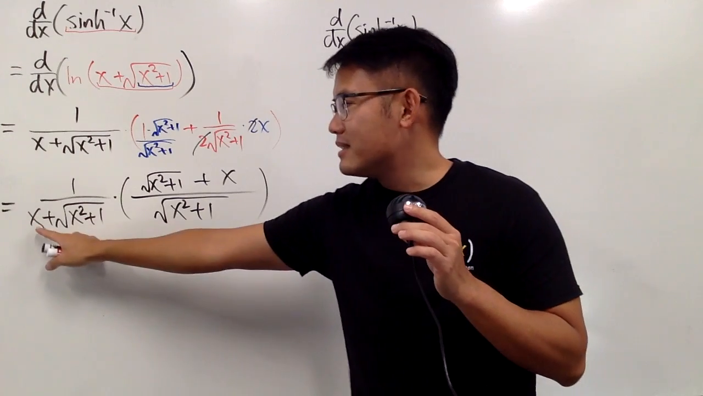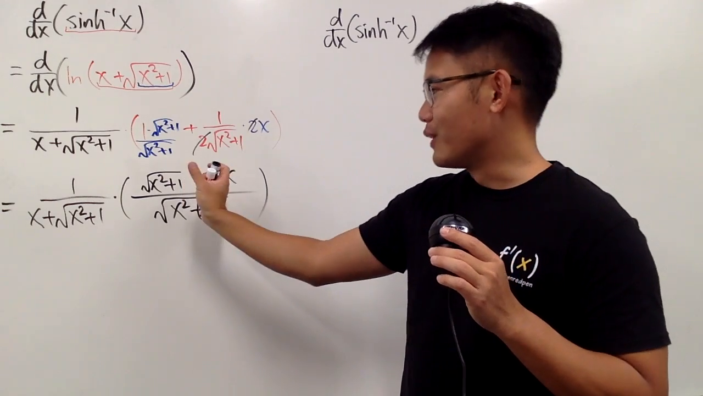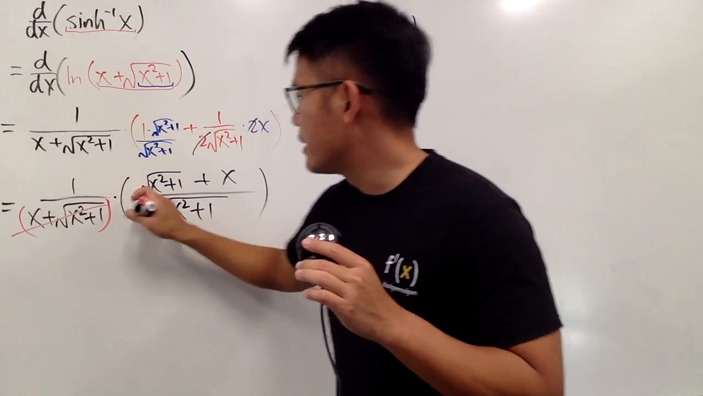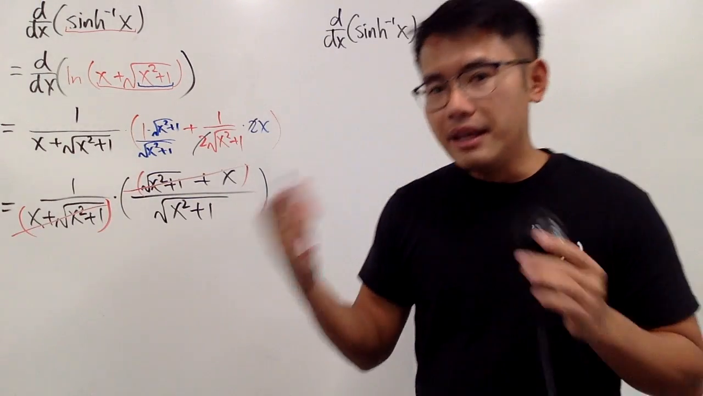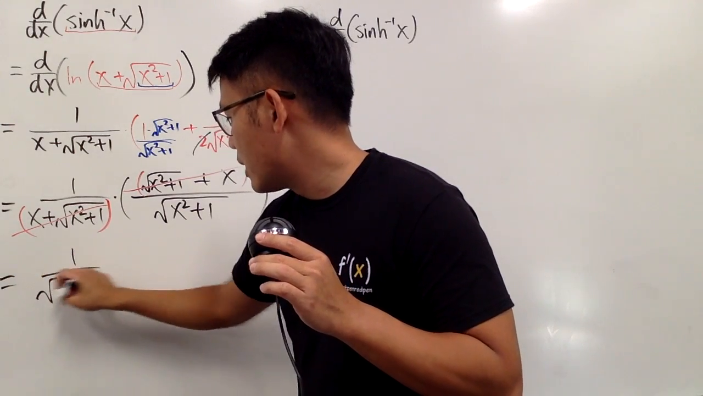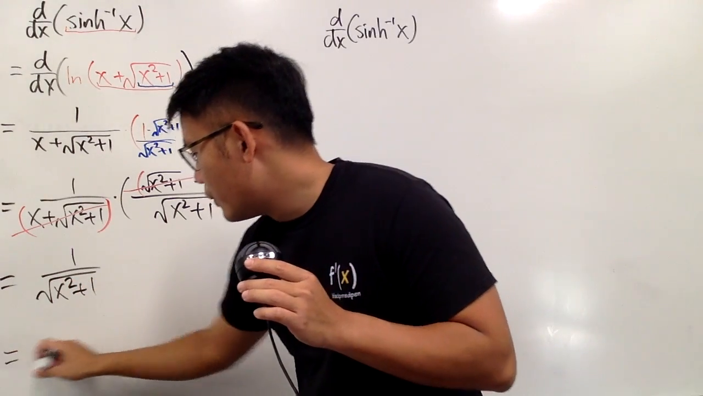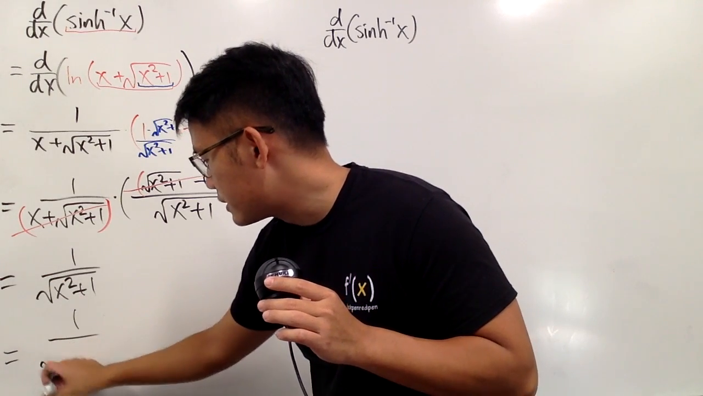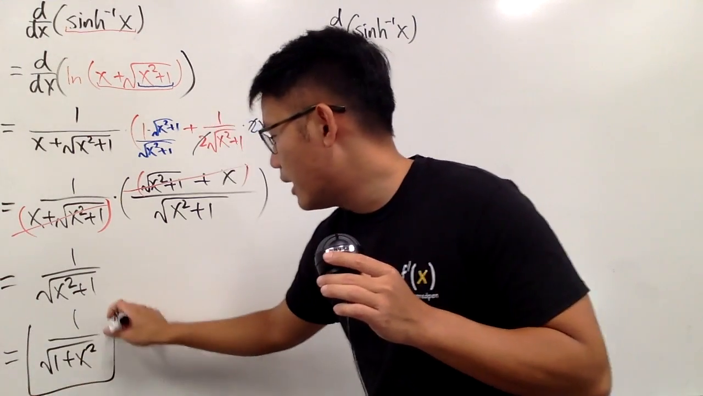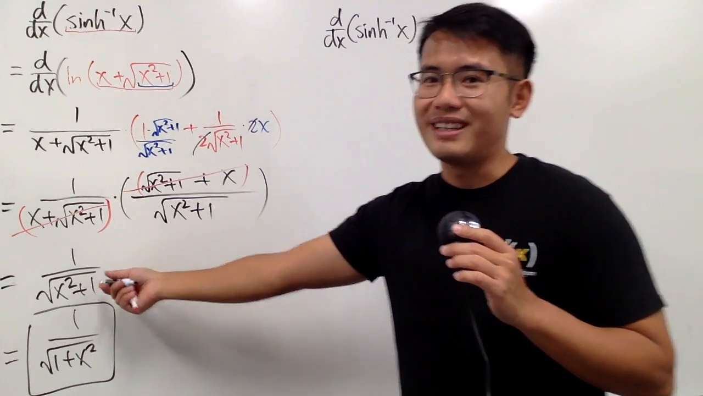And check this out. This is x plus square root of x squared plus 1, and this right here is just the reverse order, right? But the order of addition doesn't matter. So this factor can be canceled out with that factor. And in the end, we get 1 over square root of x squared plus 1. And for this kind of form, we like to write the 1 inside first. So it will be square root of 1 plus x squared, like this. And with that being said, this right here is it. Of course, it's not wrong to just put it like that.